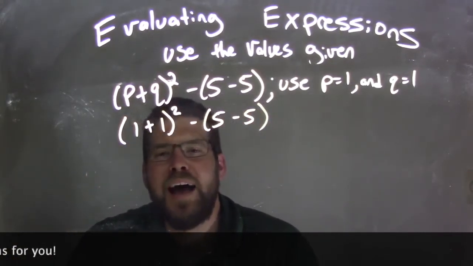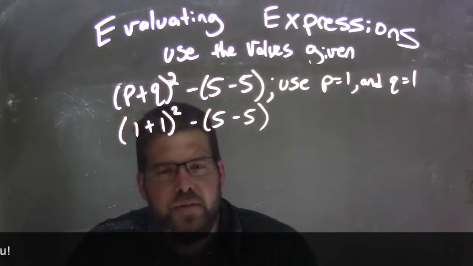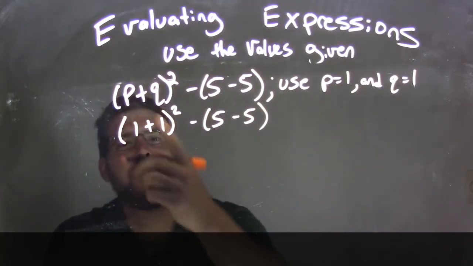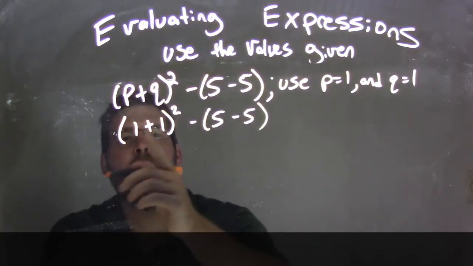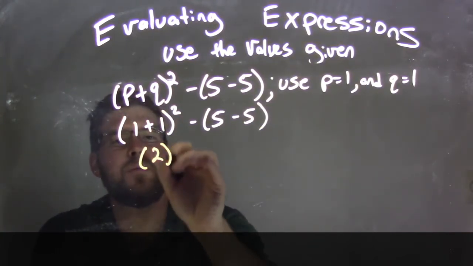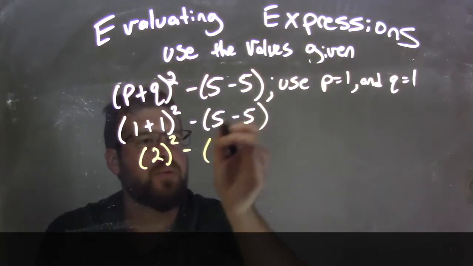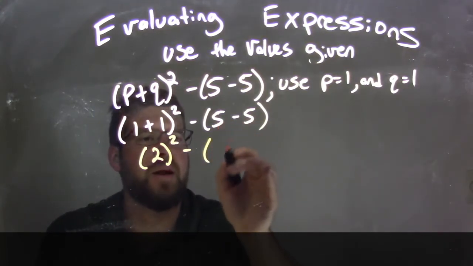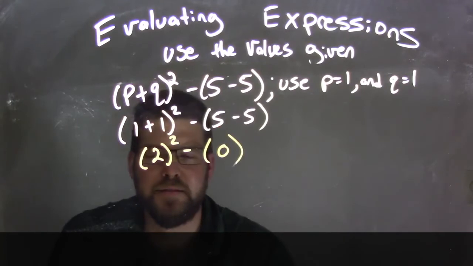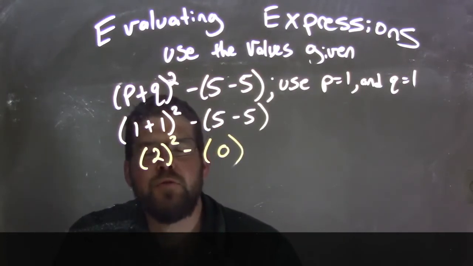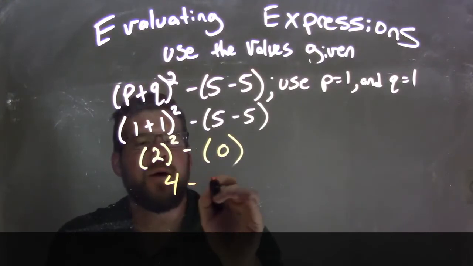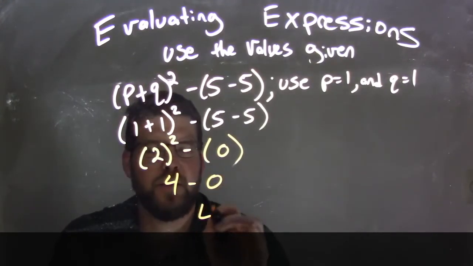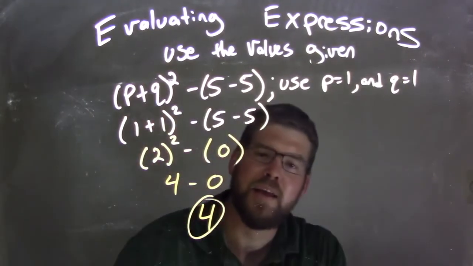Well, 1 plus 1 is inside the parentheses, and parentheses come before exponents. So whatever happens inside the parentheses needs to happen first before we have that exponent. Well, 1 plus 1 is 2, minus, inside this parentheses, we can simplify. 5 minus 5 is 0. So now we're left with 2 squared, the next step, exponents. 2 squared is 4, minus 0, and 4 minus 0 is 4, our final answer.